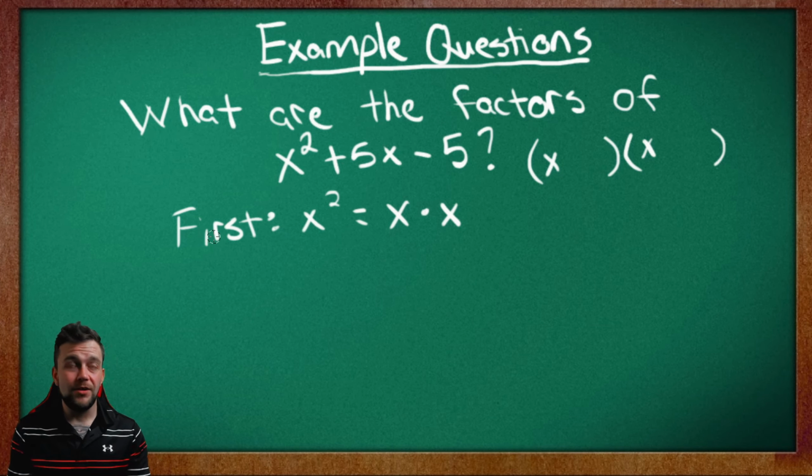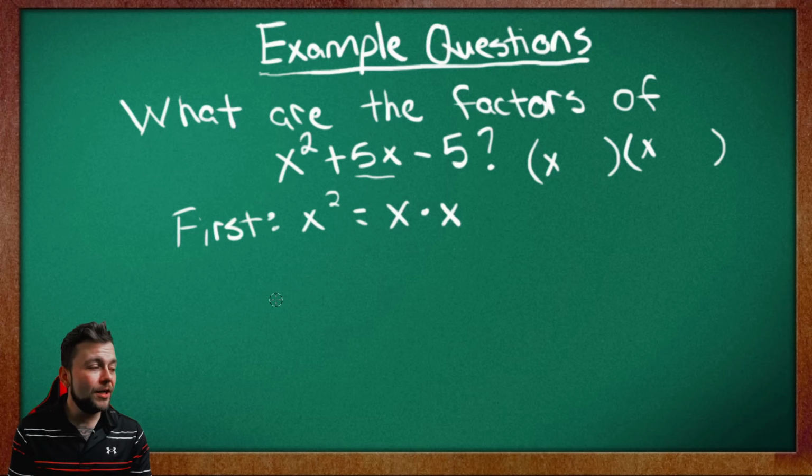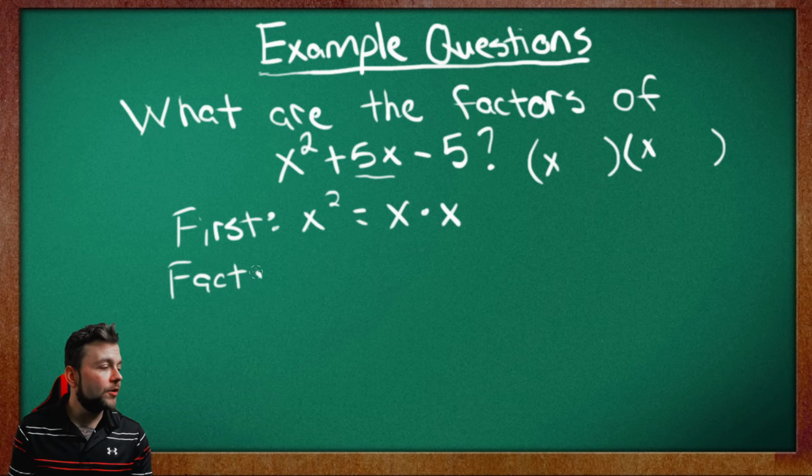Then our second term, this part right here, this one is a little bit more of a challenge. What we need to do is think of the different ways that we can get this second term from our factors of 5, or a negative 5.